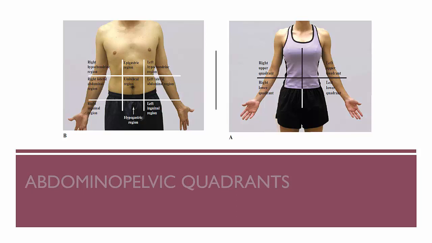In the upper left quadrant, we find the left lobe of the liver, part of the pancreas, part of the stomach, the spleen, transverse colon, descending colon, left kidney, and the upper ureter. In the left lower quadrant, we have the descending colon, upper rectum, lower ureter, urinary bladder. In our female patients, we have the left ovary and uterus, and in our male patients, we have the left testicle.